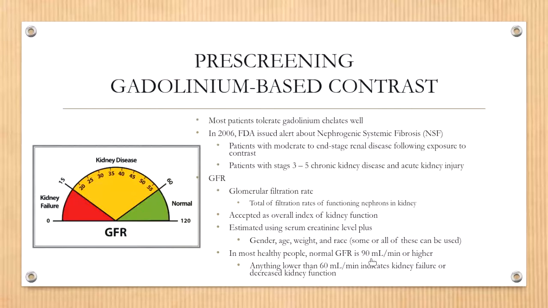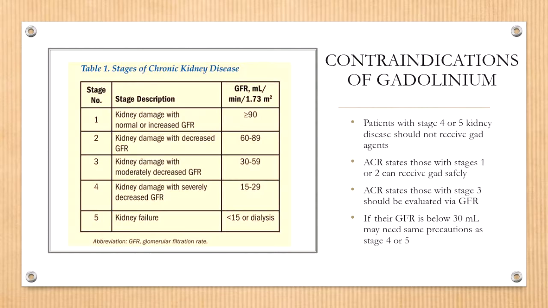Now, once you reach 60 and below, these patients are considered in the more high-risk state, and they would be considered as having some form of kidney disease. It might even indicate that they have kidney failure or just a decreased kidney function. Once they reach under 15 milliliters per minute, then we would consider them to be in kidney failure. Or if they are on dialysis, then we would already know that they are in kidney failure.